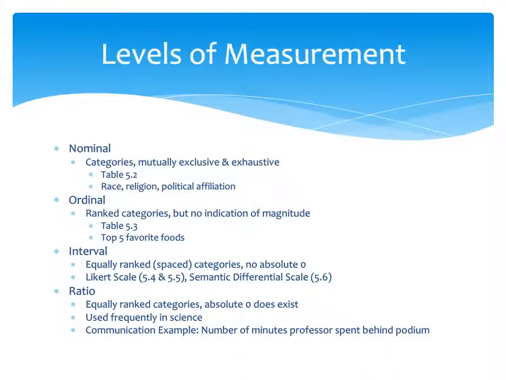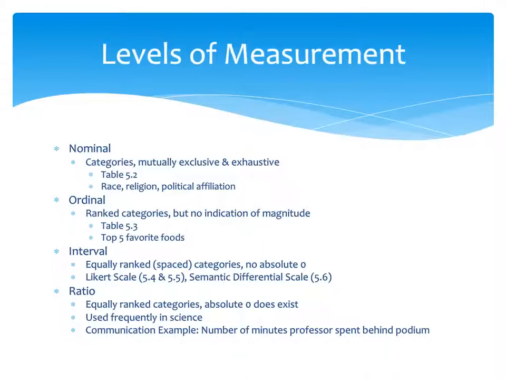Mutually exclusive means you can't be in both. It's one or the other. So Republican and Democrat, that would make sense, it's fine. But it's not exhaustive, meaning there are plenty of other political affiliations besides Republican and Democrat. Independent, libertarian, Green Party, any number of things. And so my categories must be mutually exclusive and exhaustive. If you take a look at table 5.2 in your textbook, you'll find a great example of nominal data.